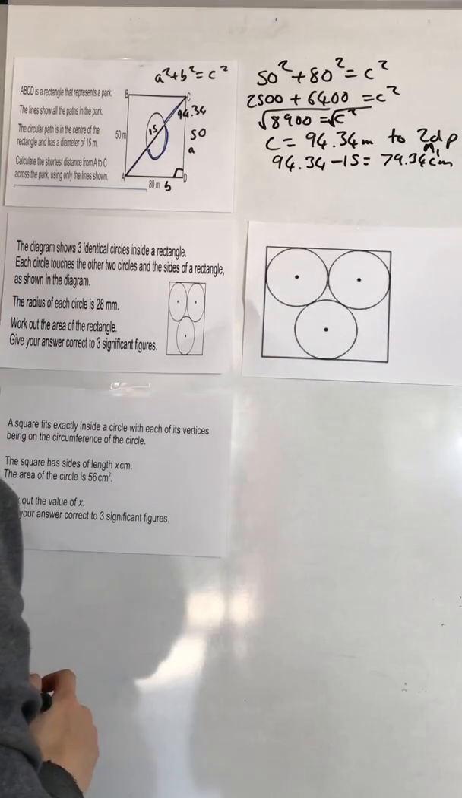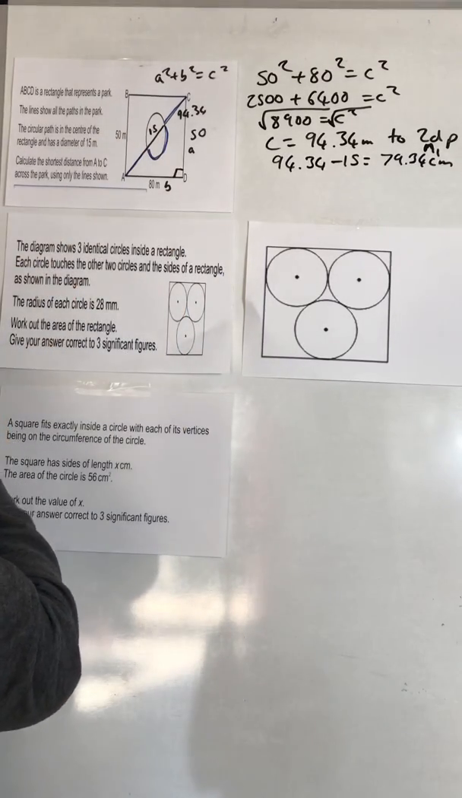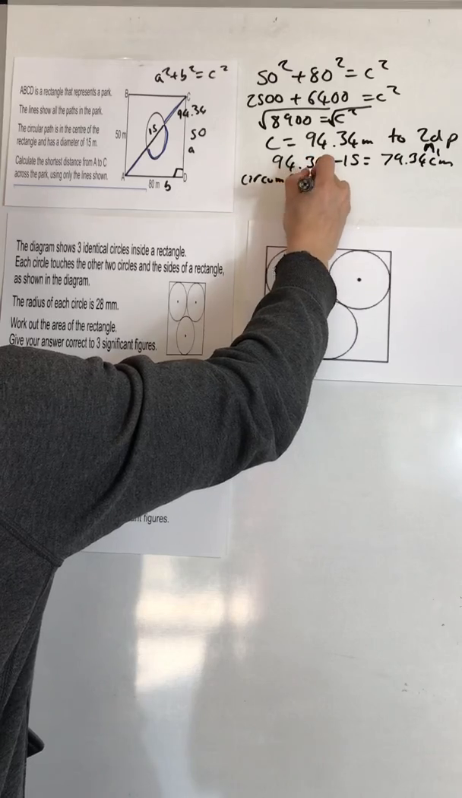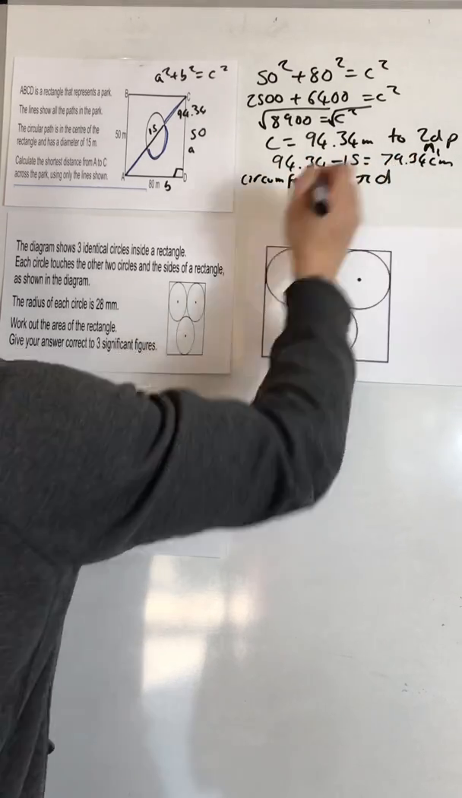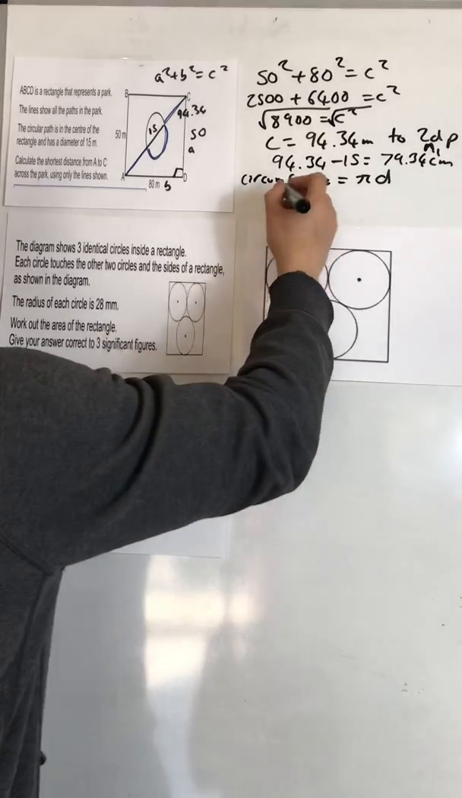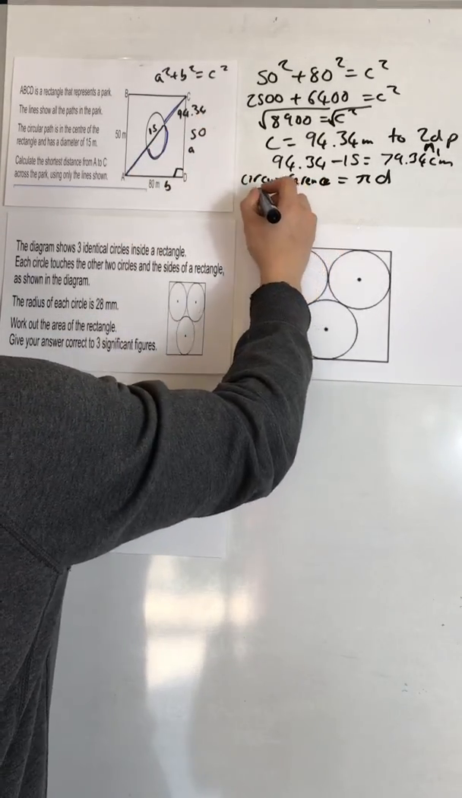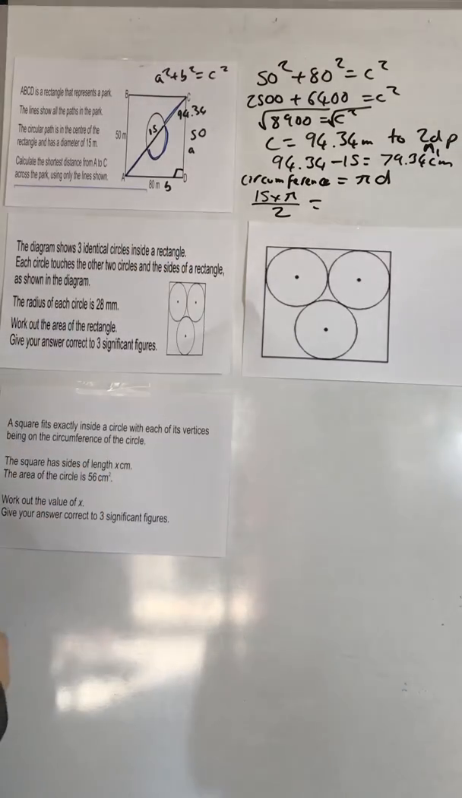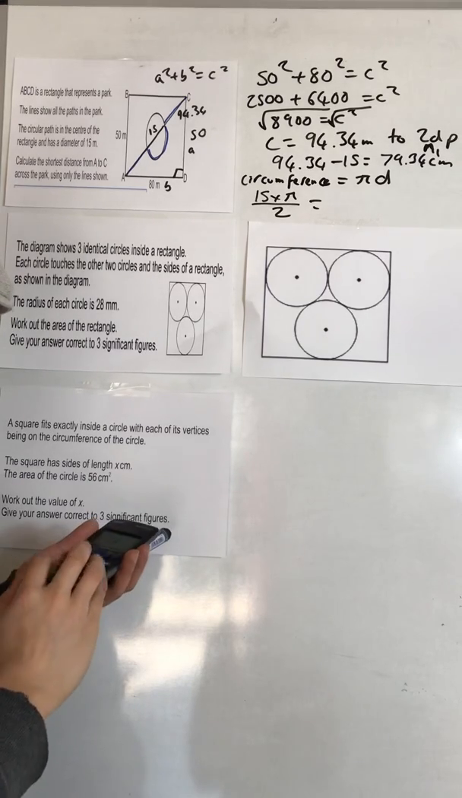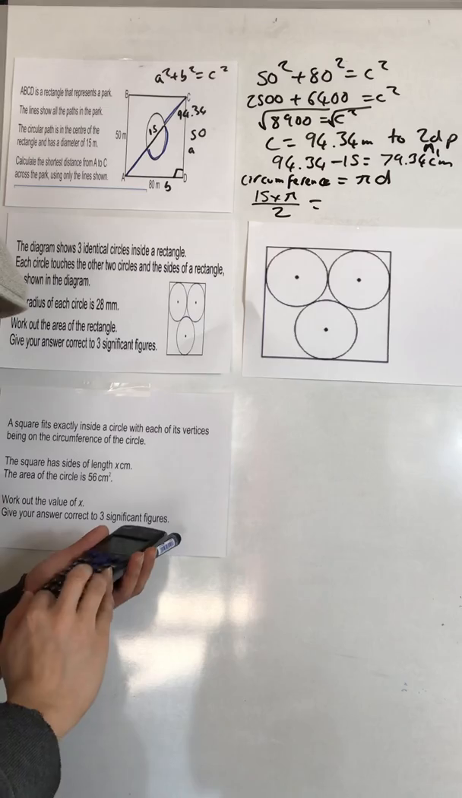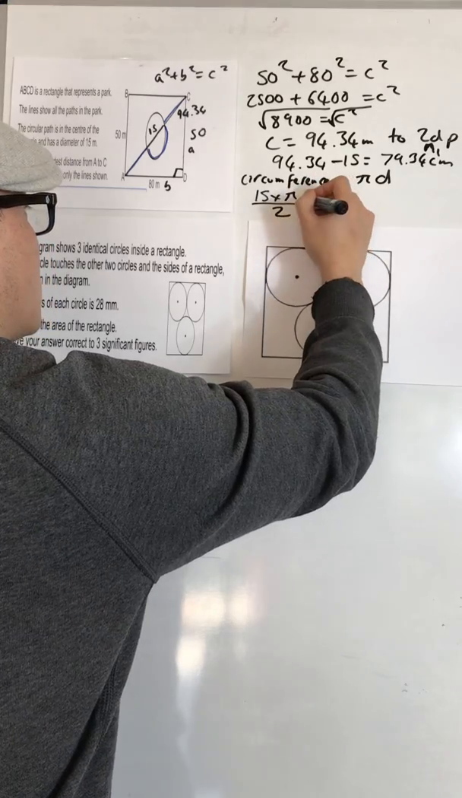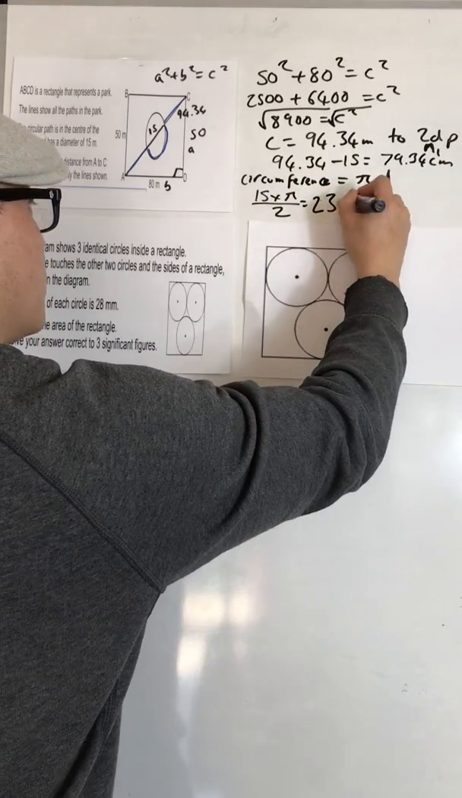Now the next bit that we've missed out is we've got the diameter of 15 and we need to remember what's the circumference of a circle. The circumference of a circle equals pi d. So the diameter is 15, so 15 times pi, and we're going to divide that by 2 so that we get the length of this blue half. So 15 times shift pi divided by 2 equals 23.56 meters.